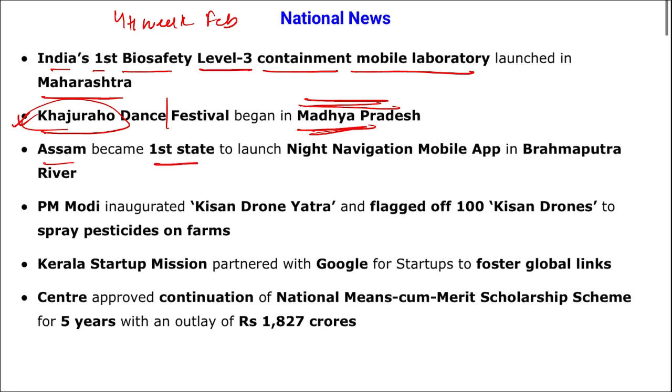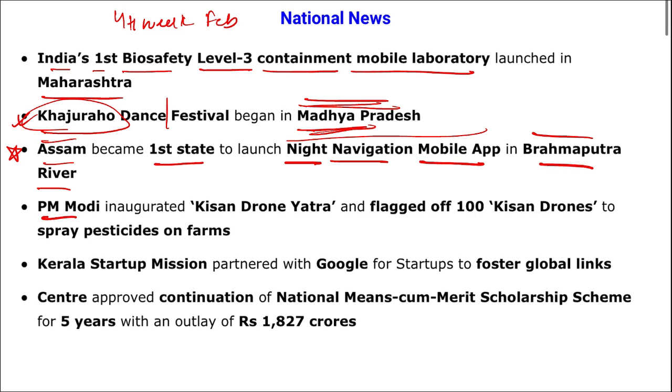Then Assam became the first state to launch a night navigation mobile app in Brahmaputra River. Mark this, night navigation mobile app. Which state became the first to launch the night navigation mobile app? It is your Assam, and it is for Brahmaputra River.